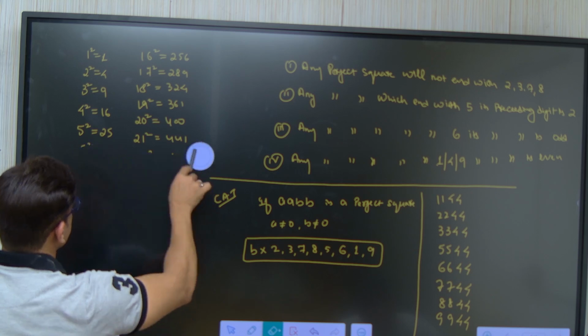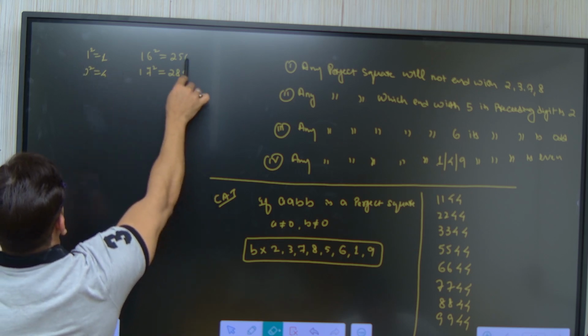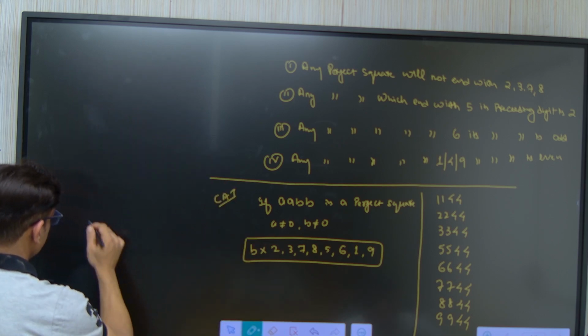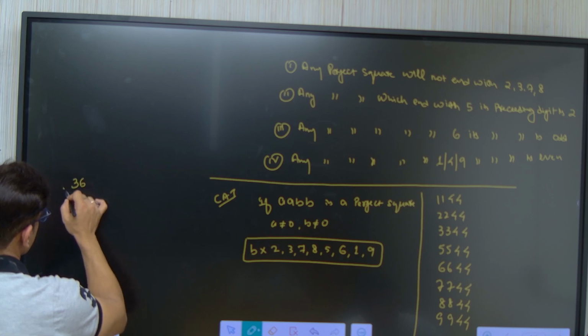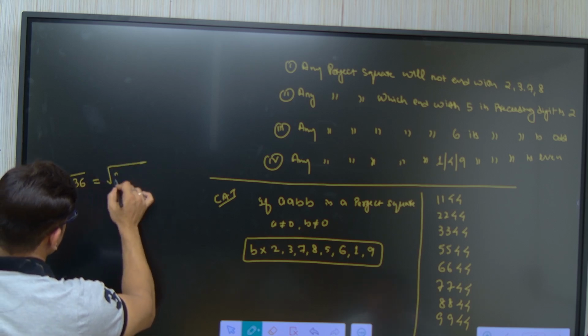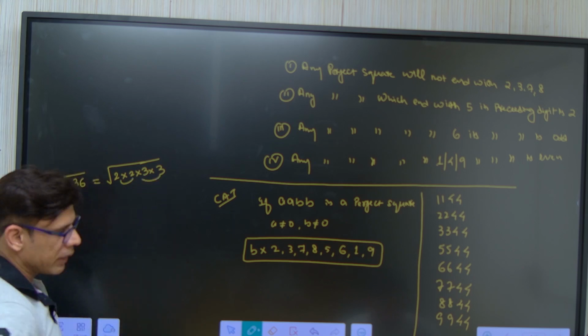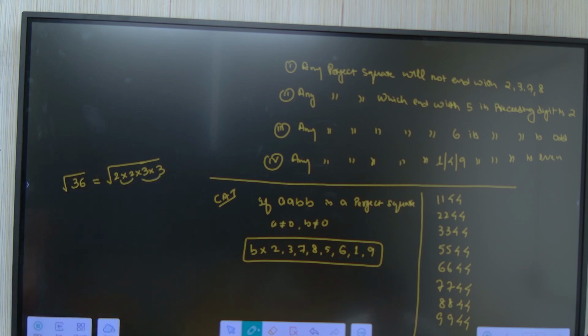So my question is, how do you know that 36 is a perfect square? When you put it inside the root, you write this as 2 into 2 into 3 into 3. And when you can make a pair of 2s and 3s, when you make complete pairs, then only this is a perfect square, right? So if you put all those 4 numbers inside the root, they should make pairs or not? But again, to make a pair, you have to prime factorize it. Again, prime factorization is a problem, right?